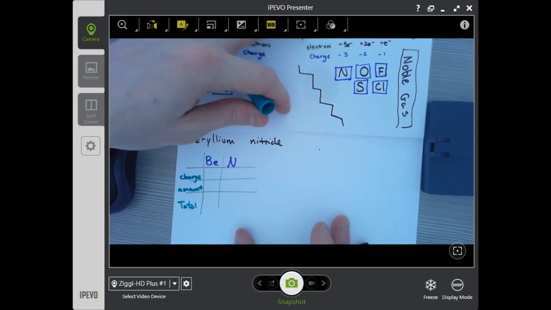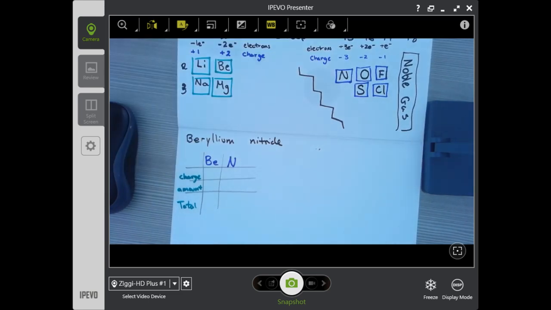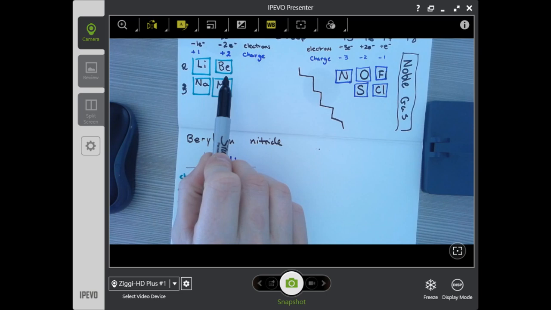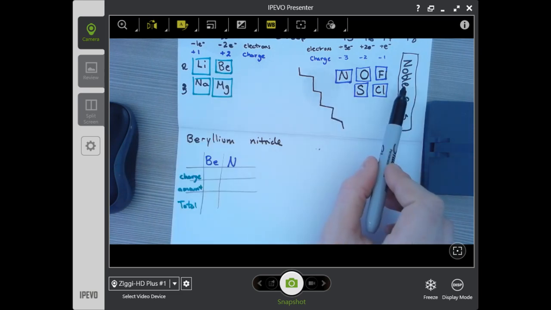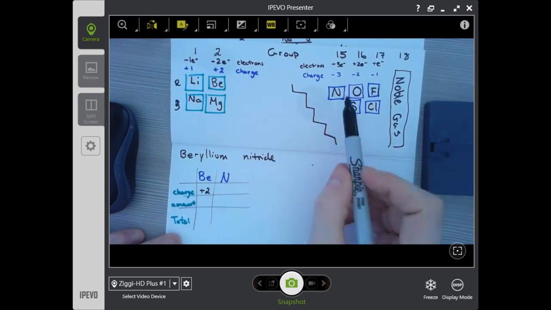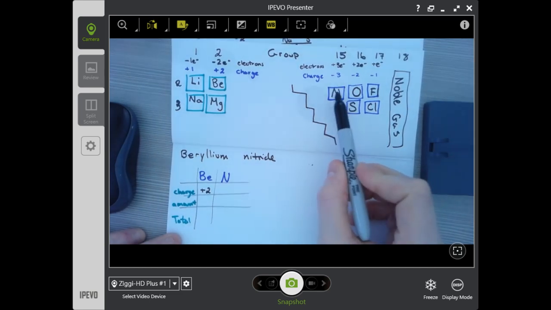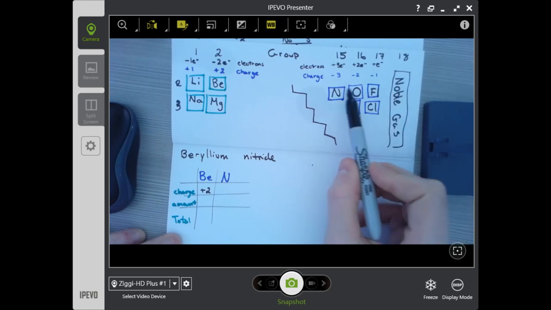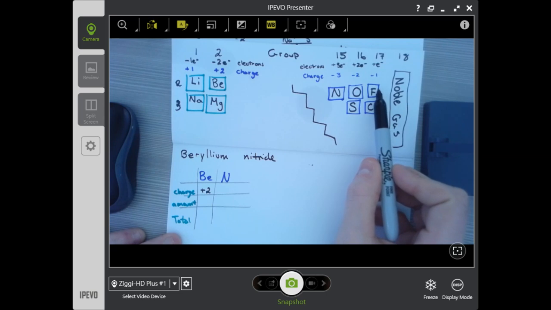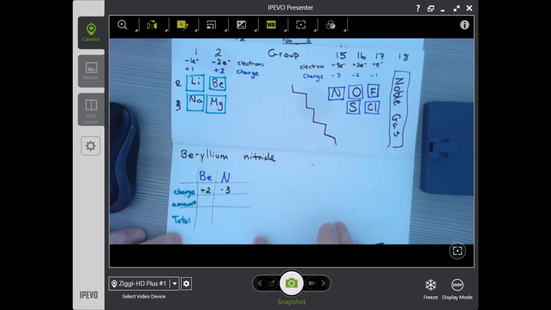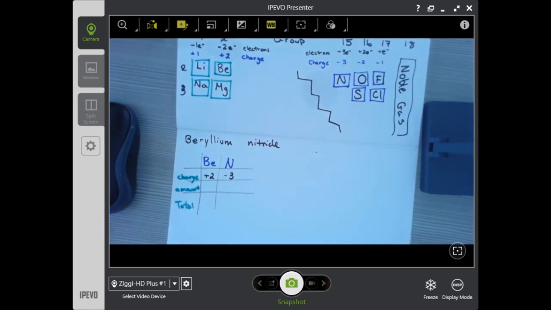So first things first, the charge. Okay, we can get this off the periodic table. The charge of beryllium, beryllium's in group 2. It's looking to get rid of 2 electrons to become like the noble gases. It becomes positive 2. Nitrogen. Nitrogen is in group 15. Okay, now we're a little farther away. We are 1, 2, 3 away from the noble gases. So it's going to gain 3 electrons. When you're gaining 3 negatives, you actually become more negative. You're actually negative 3. Okay. So now we need to figure out the amount.